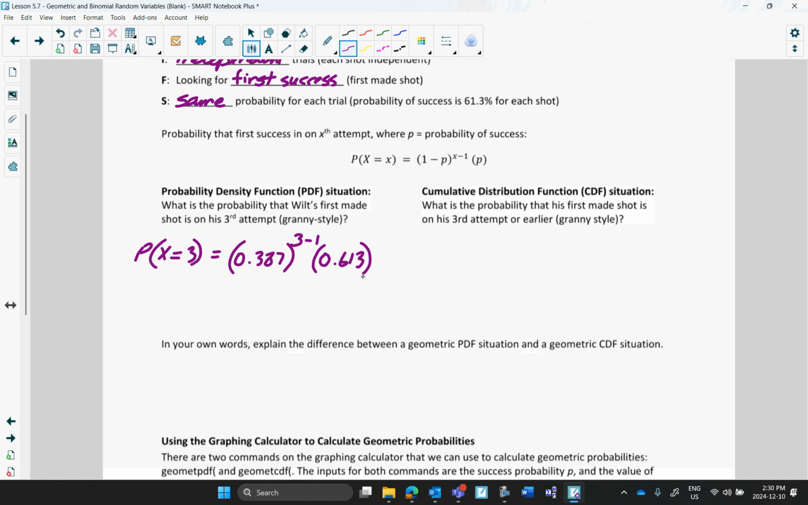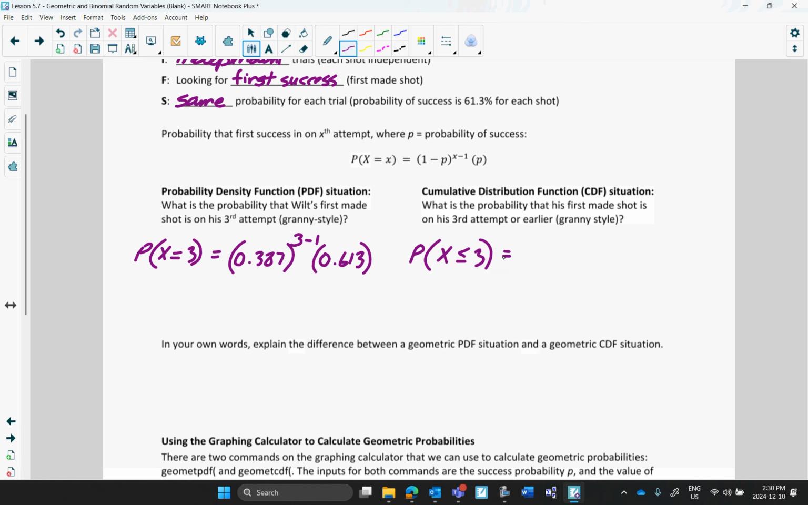That's when we're finding an exact number for the success. What about if we're finding a range? What's the probability that he makes it on his third attempt or earlier? That's the difference between probability density function and cumulative distribution function. We're talking about a specific value versus a range of values.